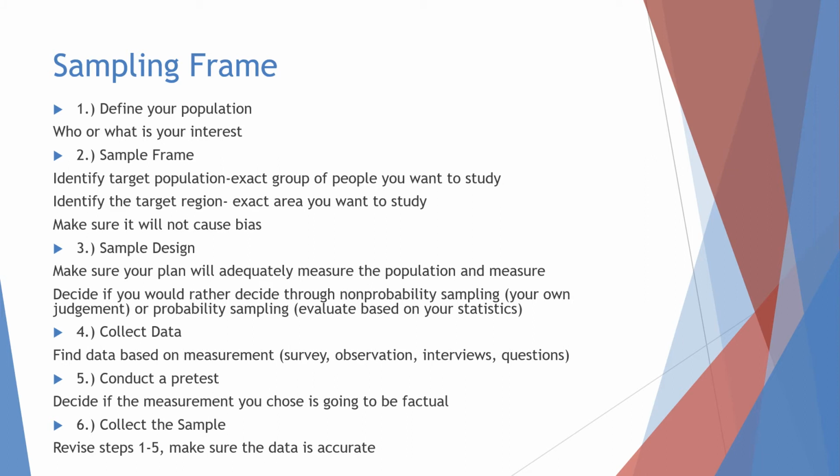Next, you want to conduct a pretest, and you want to make sure that your measurement is going to give factual information. And if it doesn't, then you want to consider trying something else and then reviewing that and then go from there. Next, you want to collect the sample. So after you find out your measurement, you go through steps 1 through 5 to make sure that the data you collected is accurate.